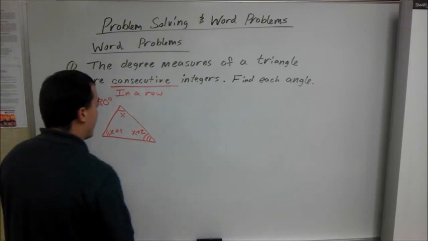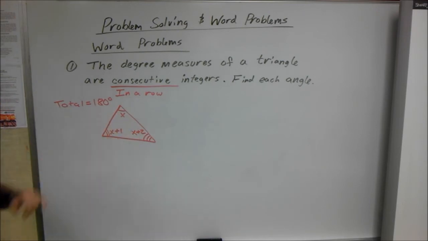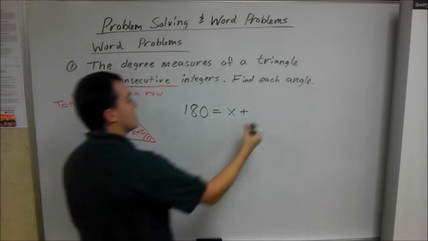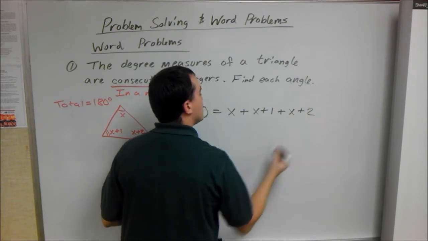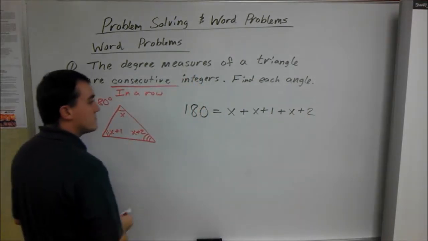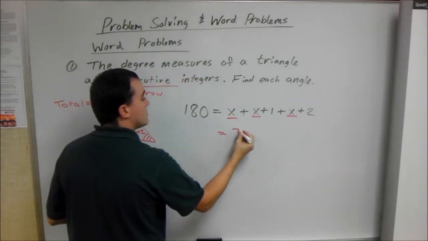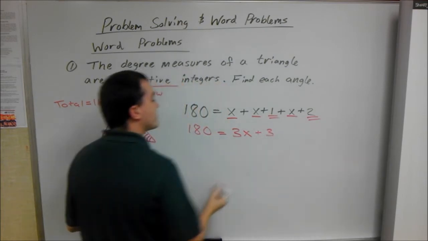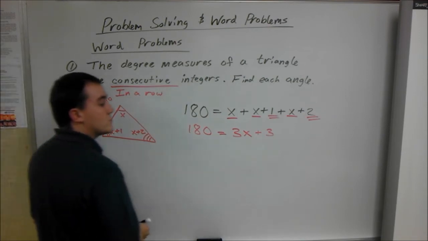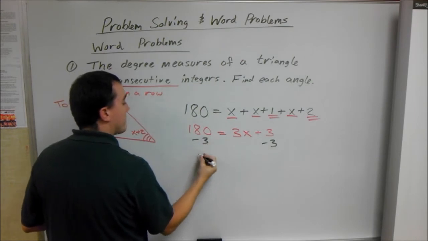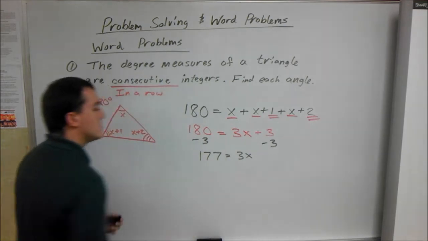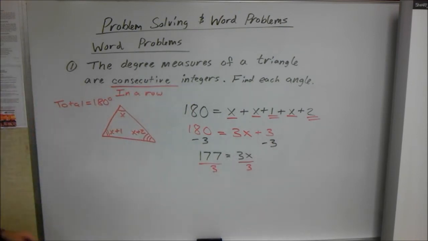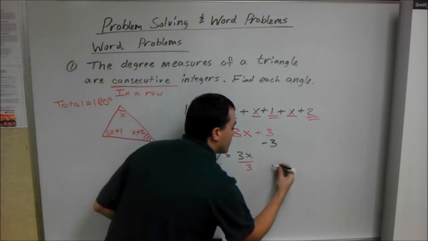And then we can build an equation out of that. We have 180 degrees equals the sum of these three angles. So we have 180 equals x plus x plus 1 plus x plus 2. So we add like terms. We have x, x, and x. That's 3x. So 180 equals 3x plus 1 plus 2, which is plus 3 again. To solve this, we just minus 3 first. 177 equals 3x. And then last step, divide by 3. We know 18 divided by 3 is 6, so this is going to be 60 minus 1 is 59. X equals 59.